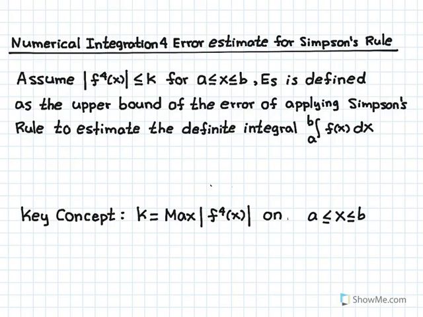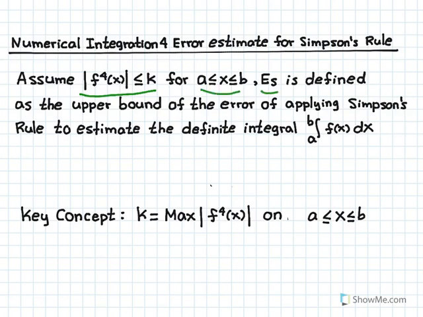In this video, we're going to look at finding an error estimate for Simpson's rule. That means we want to find an upper bound on the error of approximating a definite integral using Simpson's rule. So let's assume that the absolute value of the fourth derivative is less than or equal to K. That means K is the maximum of the fourth derivative of the function on the interval a to b.